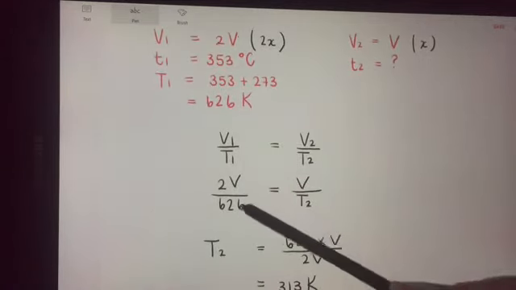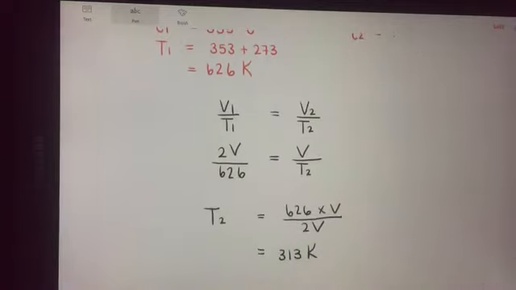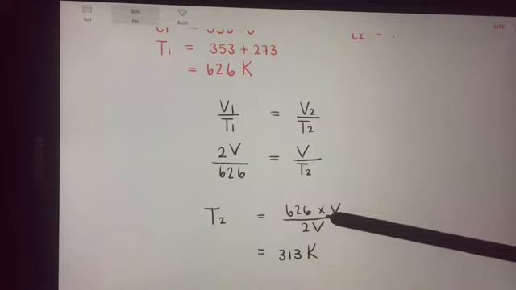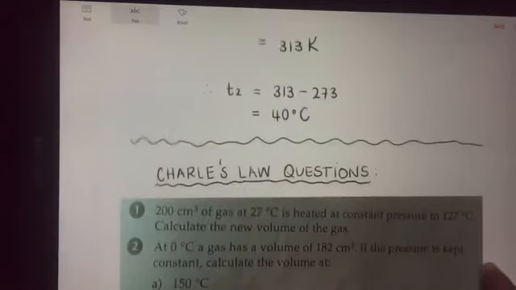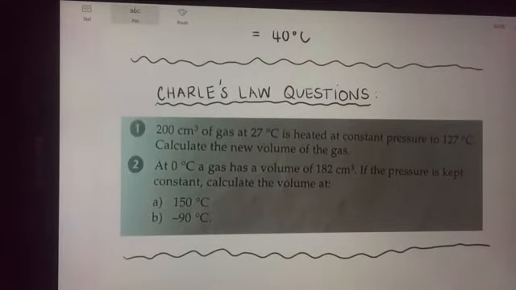So formula written down, values filled in. I've done the maths. I got T2 alone on one side. The V's will cancel out. 626 divided by 2 gives me a temperature of 313 Kelvin. But the question specified I want temperature in degrees Celsius, so minus 273, and that gave me an answer of 40 degrees Celsius. So what you can do now, I've got two questions, well actually three questions, because we've got two questions there that you can go do to practice Charles's law.